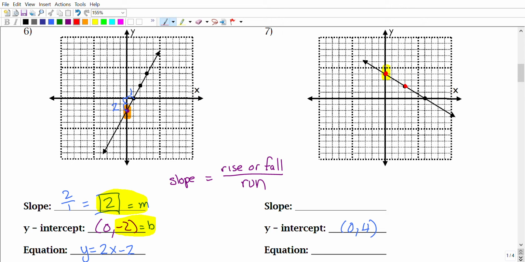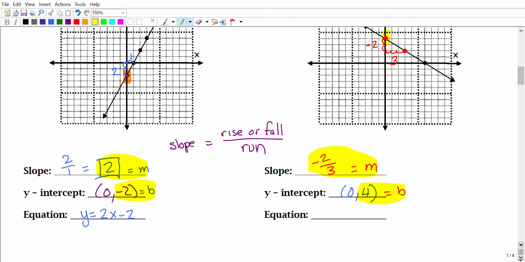Rise or fall first? Well, in this case, I actually have to go down. So I'm falling 2, so I'm going to put a -2, and I'm running to the right 3. So that means my slope here is -2 over 3, and I have my y-intercept. So once again, I have my m, I have my b. Again, that's my m, this is my b.